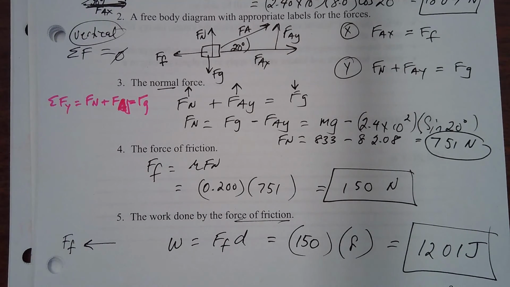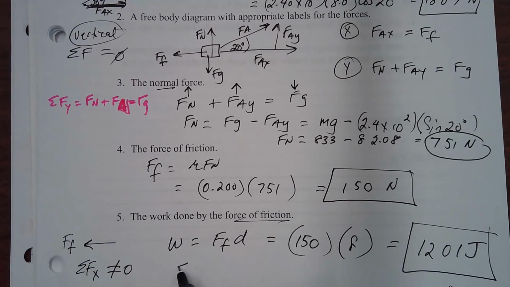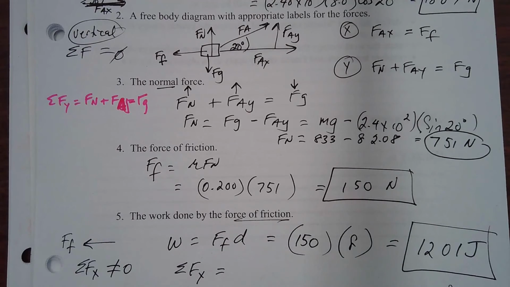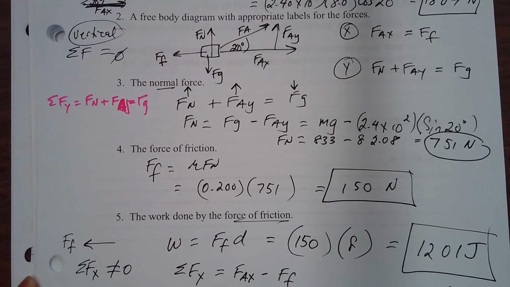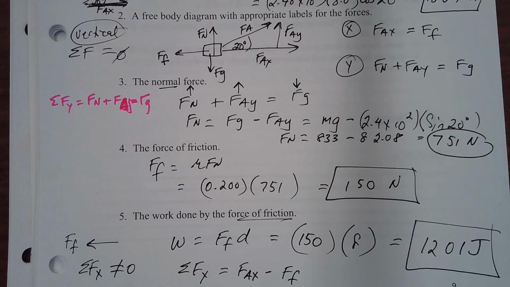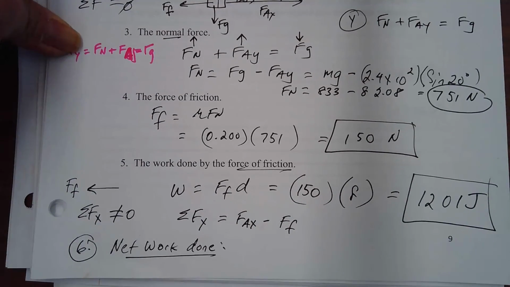Friction, in the x component here, there is an acceleration. So the net force along the x is not equal to 0. So if I were to actually ask you guys here, the net force along the x, what is the formula here? It is Fax minus the frictional force, right? I could actually ask you a question 6 here. Question 6 is the net work done. How much work is done in total? So how would we do that if we were to extend this question?